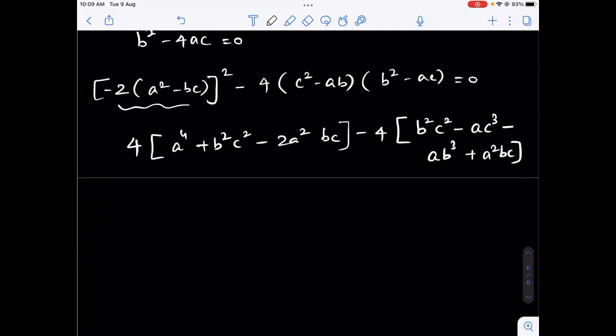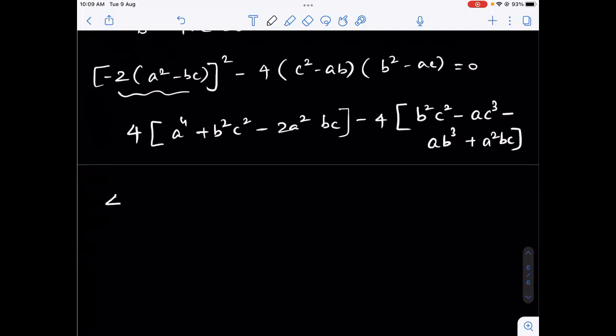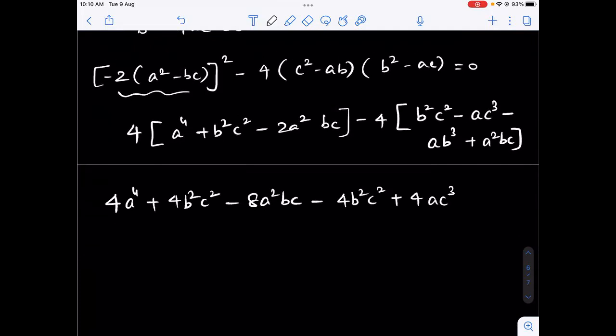Is that right? So when you multiply this 4 here, it becomes 4a power 4 plus 4b square c square minus 8a square bc minus 4b square c square plus 4ac cube plus 4ab cube minus 4a square bc. Is it right? So what will get cancelled? So 4b square c square and 4b square c square will get cancelled. Is there anything else that is getting cancelled?